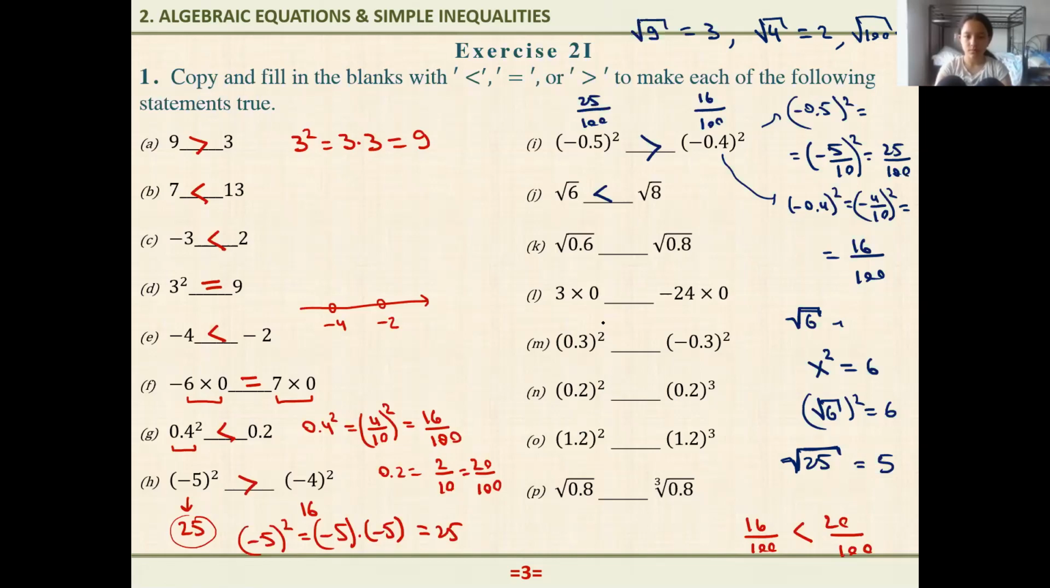Okay? And that means if we just square both sides, we can do the same thing because both are positive. Now we will have here 0.6, 0.8. Which one is greater? This thing, right? So 0.6 is less than 0.8.